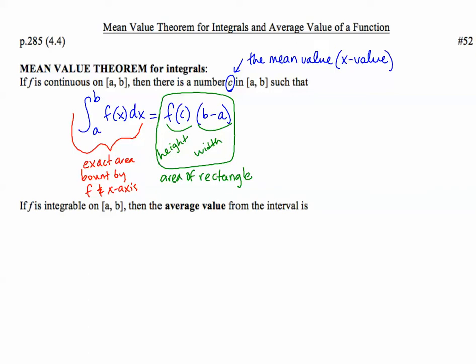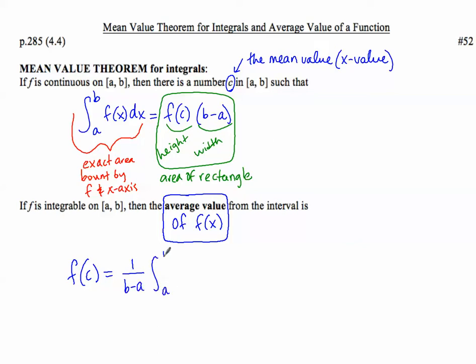So the average value is that y value. So the average value, and this should say, so let's correct it a little bit, this should say the average value of f of x. The average value of the function we're talking about is when I have that height by itself. So f of c is the b minus a divided to the other side, 1 over b minus a times the integral from a to b of f of x dx.